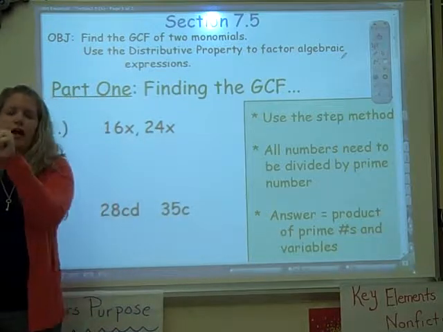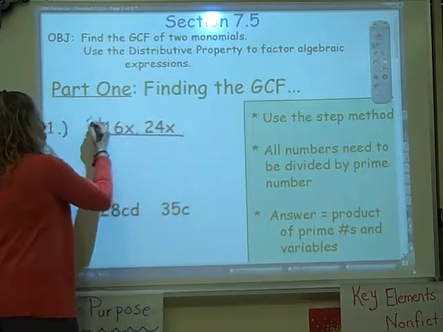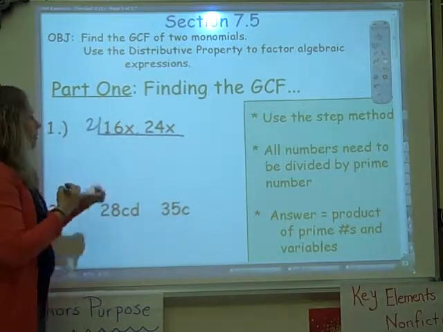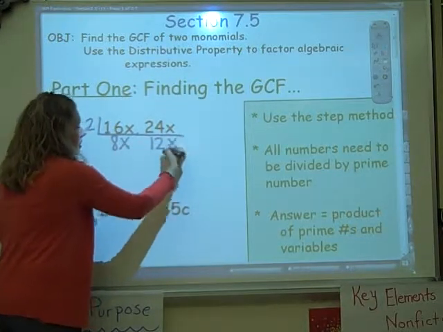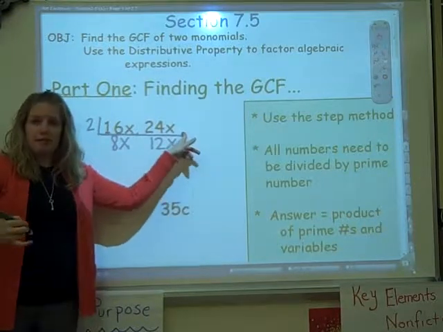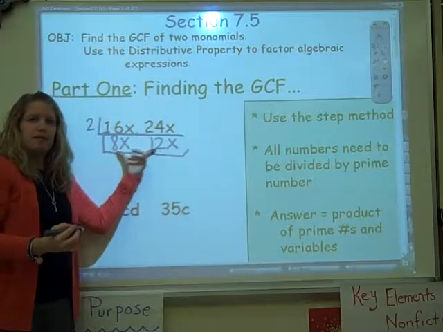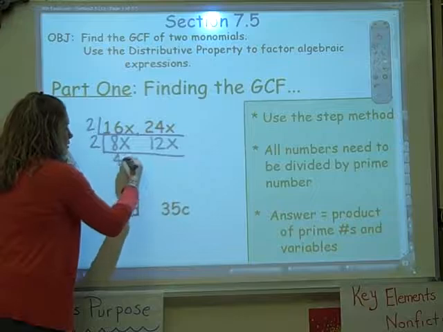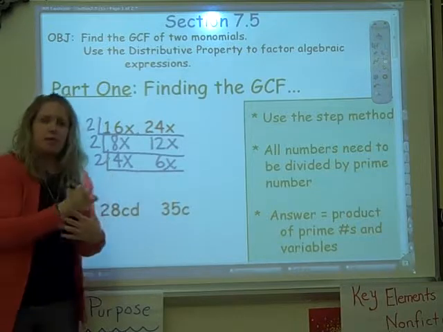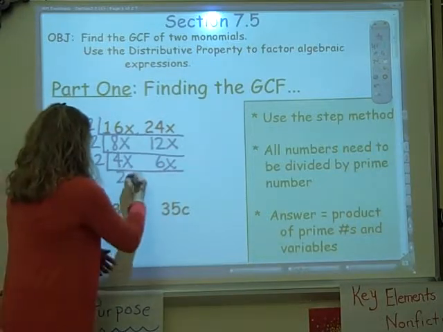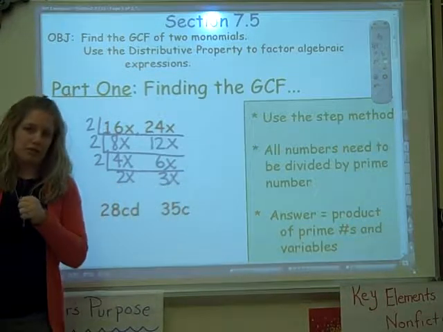So let's go ahead and look at our first one. 16x and 24x. And I'm going to do this one with all prime numbers. You're going to divide them both by 2. 2 is the first prime number. It's the smallest prime number. This will become 8x, and this will become 12x. This is called the step method by putting this box. Then we're going to make another one, because 8 and 12, I'm just looking at the numbers right now, can be divided by 2. Again, you'll get 4x, and you'll get 6x. Divide by 2 again. You keep going until your numbers have nothing in common anymore. 2x and 3x. Now, 2 and 3, there's no number other than 1 that you can divide them both by.